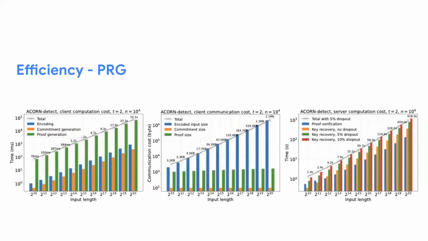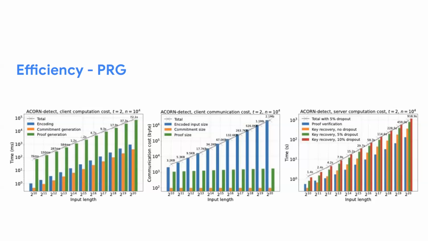So we implemented this, and we implemented this both with the PRG construction for secure aggregation and RLWE. So with the PRG construction, what you see is that the computation time on the client for small inputs is even under a second, up to 2 to the 13, and then it runs in tens of seconds, up to 2 to the 20.